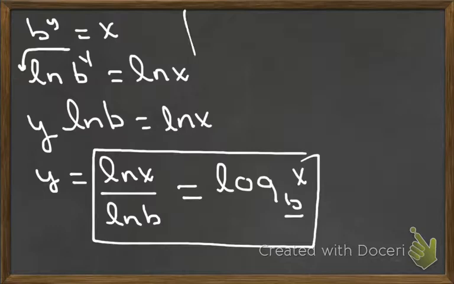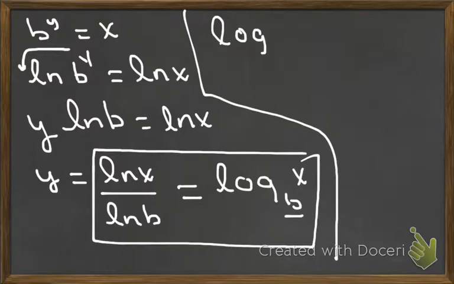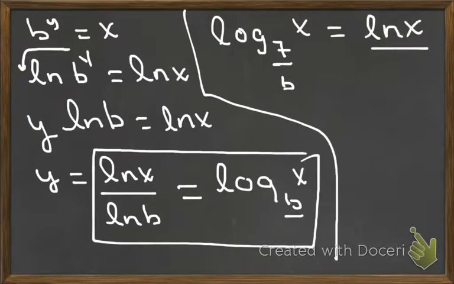So how would I use that? Well, if I had log base 7 of x, this can be rewritten because now 7 is b, right? And so I have the natural log of x over the natural log of 7. Okay, so how could that benefit me?